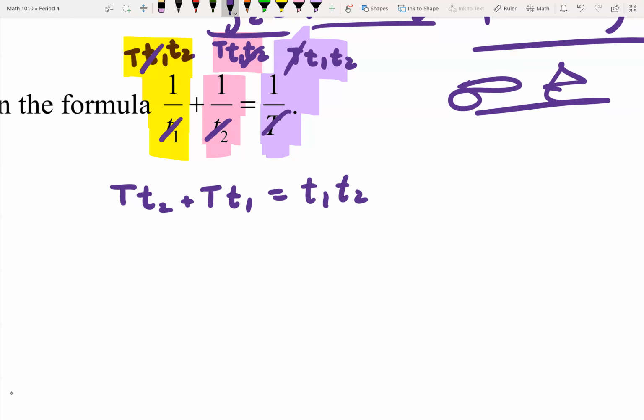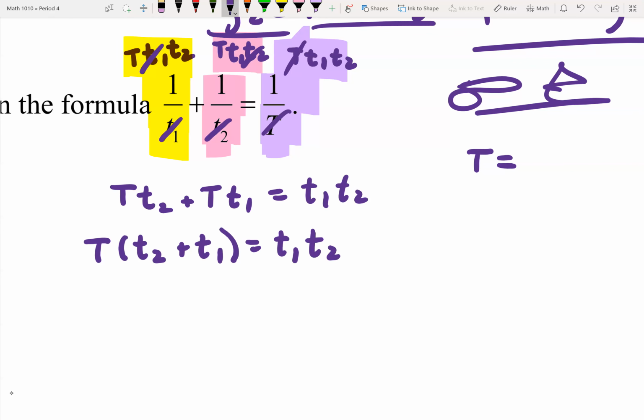Now let's see if you can figure out the next step. I'm trying to solve for capital T. Luckily, both of those capital T's are on one side, but I can't add those two terms together. Now tell me what to do. Factor capital T. Yeah, when you factor capital T, you're left with T sub 2 plus T sub 1 equals T sub 1 times T sub 2.